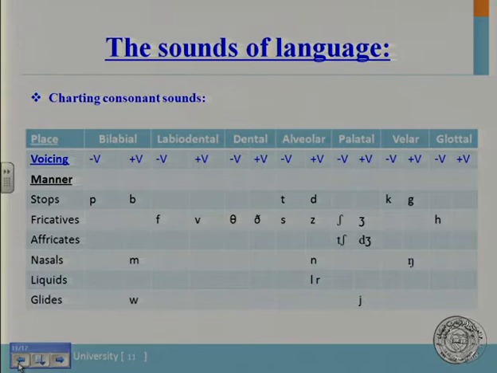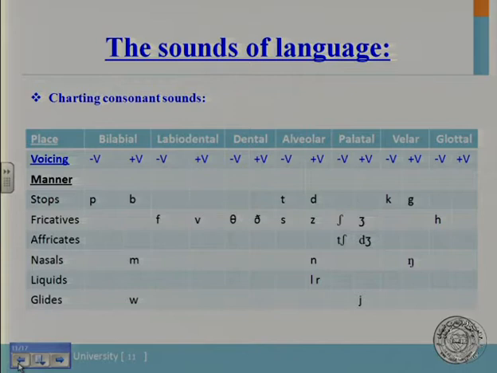The second place of articulation is labiodental. For bilabial, in the voiced group, we also have m and w. M is a nasal sound, and it is a voiced sound. And w is a glide. It is also called a semi-vowel, but here we just give the name glide. It is also a voiced sound.